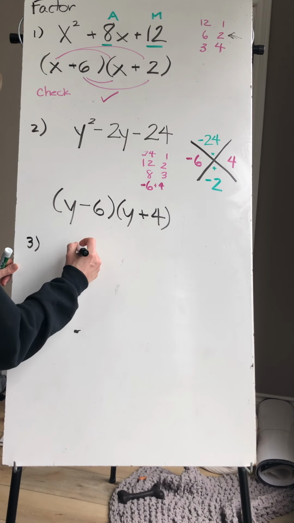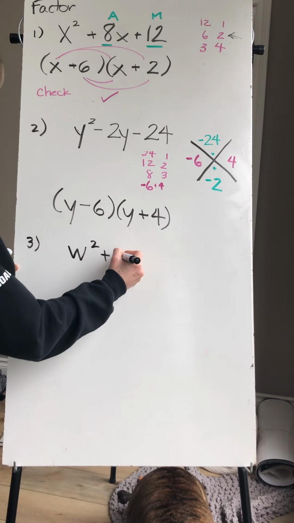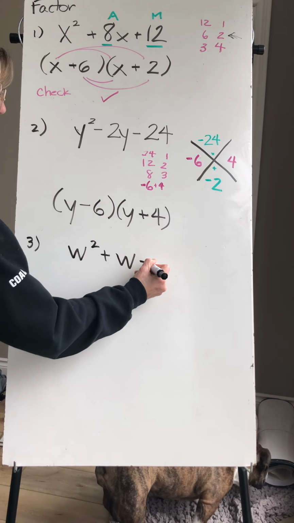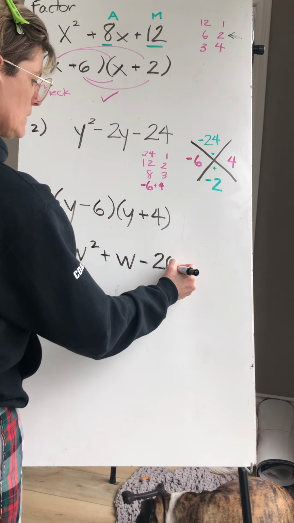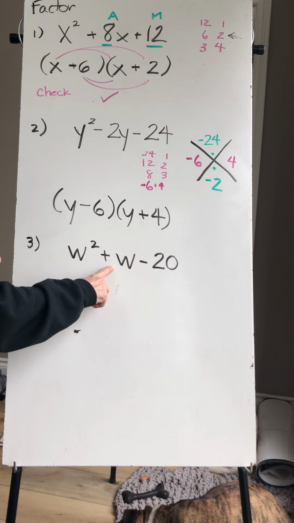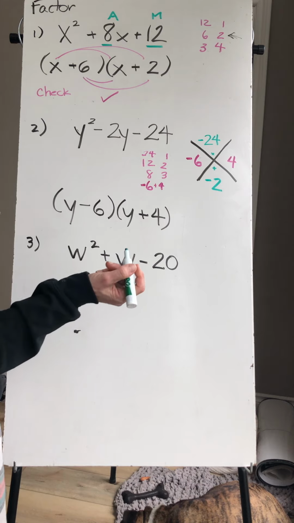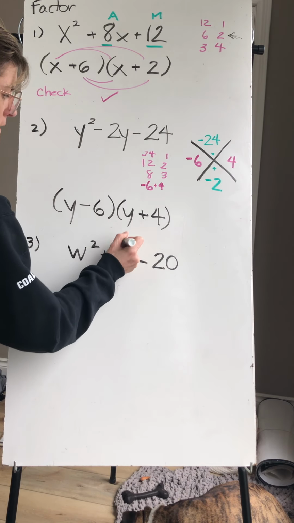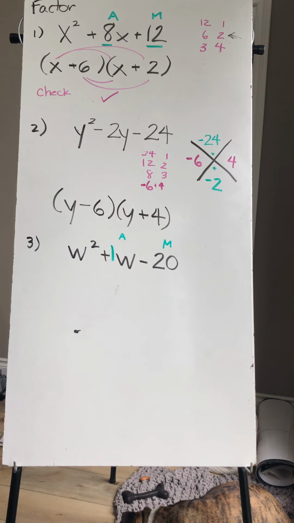So let's say we did w squared plus w minus 20. Okay? So this is question number 3. If I did that, what is the number in front of this w? The coefficient of this one is 1. So here I'm asking you to find two numbers that add to 1 and multiply to negative 20.